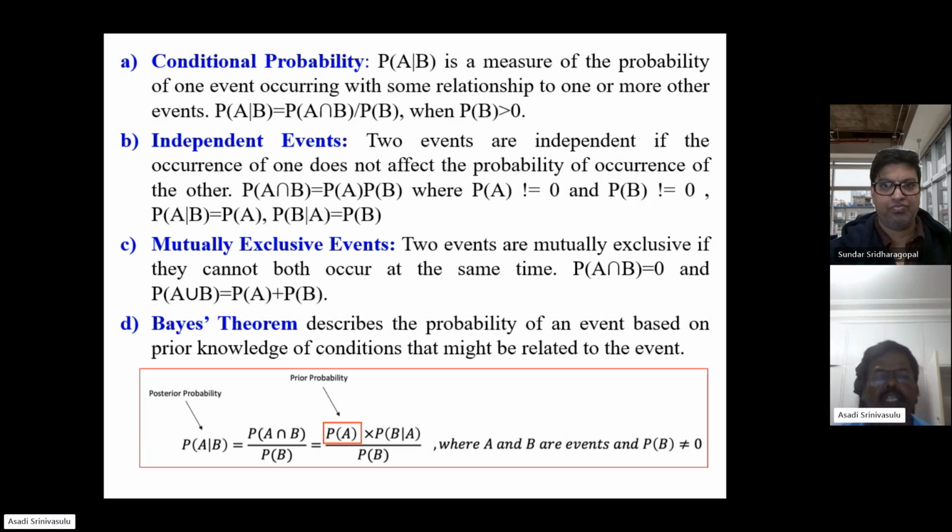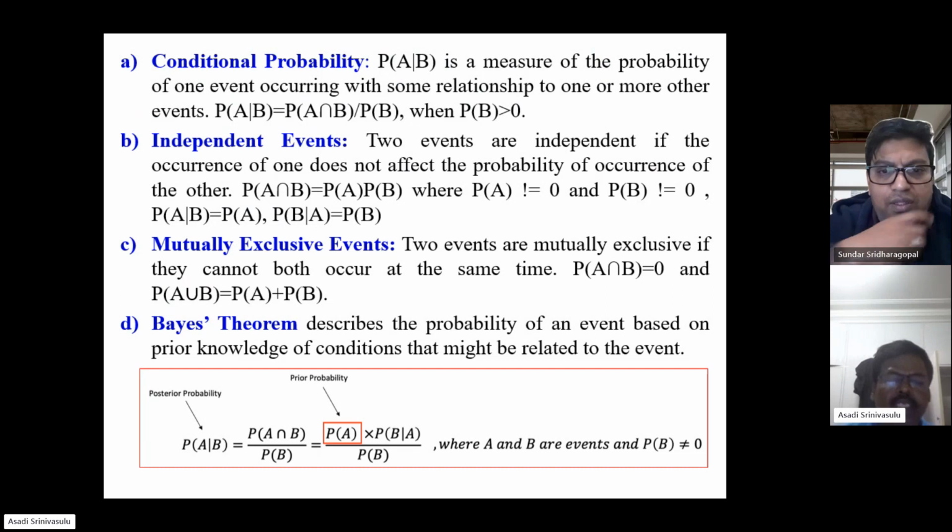Bayes theorem is one of the statistical techniques. It describes the probability of an event based on prior knowledge of conditions or constraints that might be related to the event. That is called Bayes theorem. In order to represent these events, we are using the formula with posterior probability and prior probability.